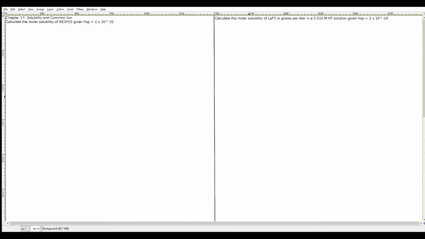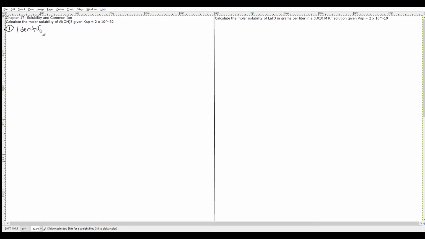Chapter 17, Solubility and Common Ion. So we are going to be calculating the molar solubility of aluminum hydroxide in two different problems here, and we're using the same process as we used in the last video. The only difference here is our ICE chart, we're going to have slightly different initial values because there will be a common ion. There will be ions in common, which sounds a little weird, so let's just start it and you'll see what I mean.